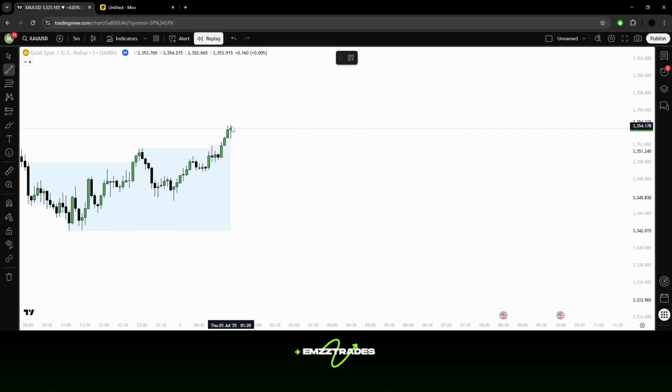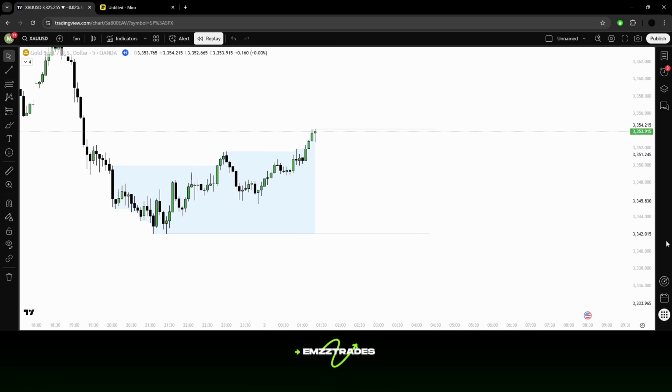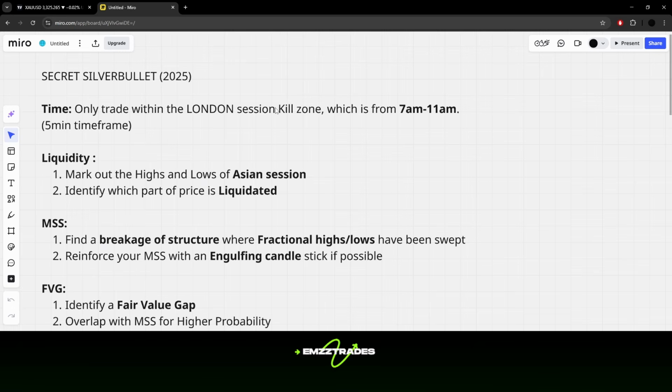So what we're going to be starting with is marking out the highs and the lows, and I'm going to show you a checklist in a second, and you're going to see exactly how everything runs, right? As you can see right here, we only trade within the London kill zone, 7 a.m. to 11 a.m., on a 5-minute time frame. You need to mark out the highs and the lows of the Asian session, and then we identify which part of price actually gets liquidated first.